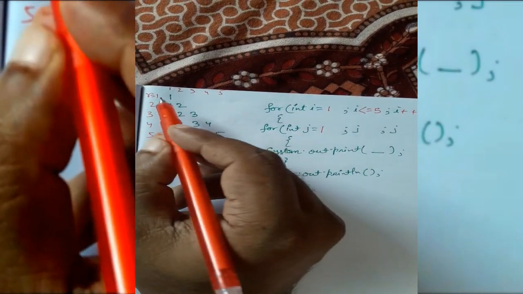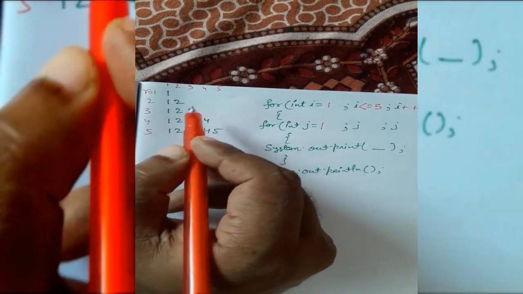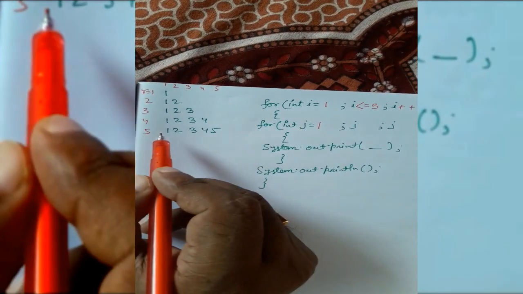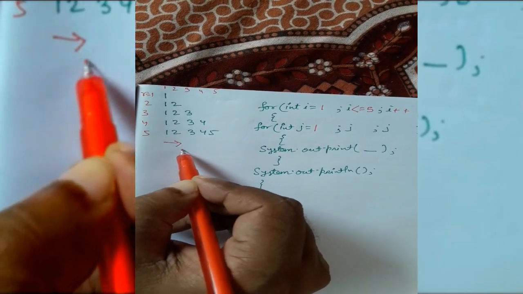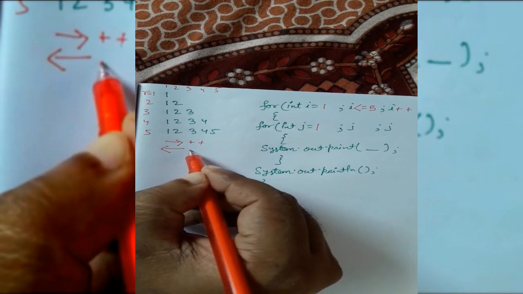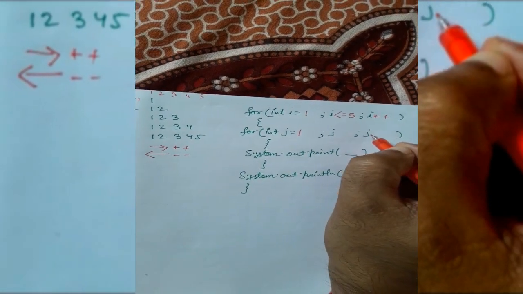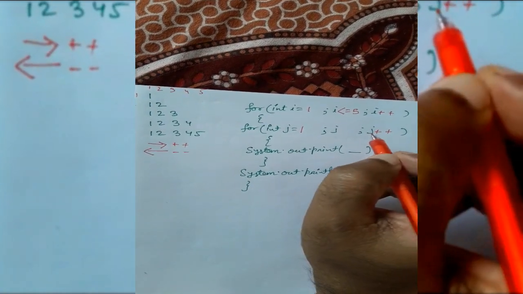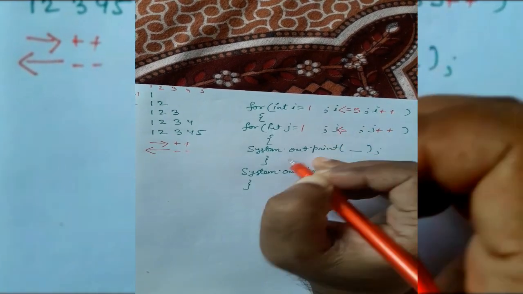Okay. Now you choose the longest row. Longest row means which one? This one? No. No. No. This one. 5 elements are there. Now you see whether it is in increasing or decreasing order. If it is increasing order, plus plus. Decreasing order, minus minus. Because it is in increasing order, it will be plus plus. I told you if it is plus plus, definitely it will be less than or equal to.